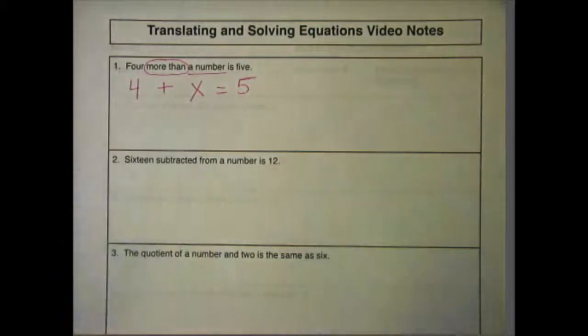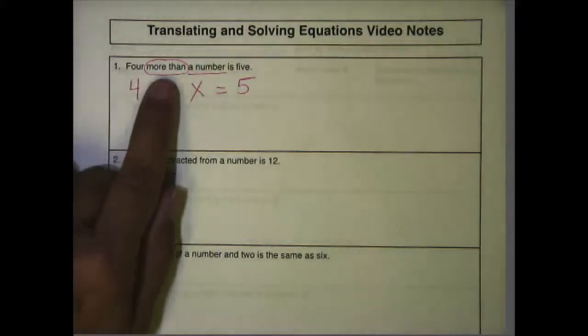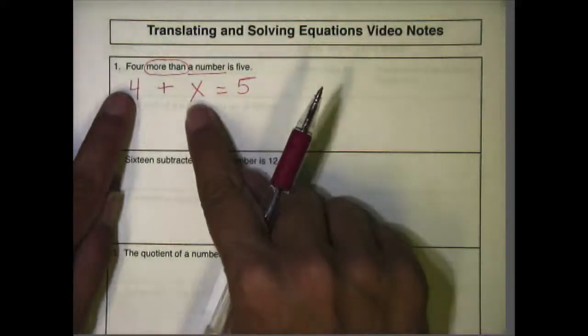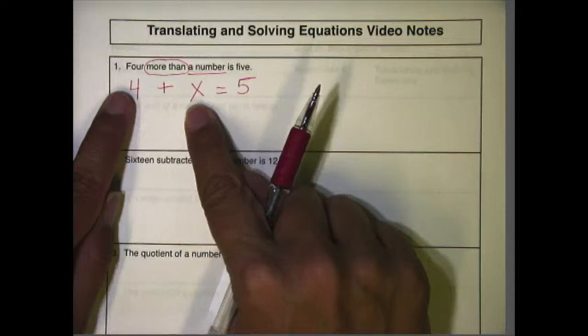But let's go ahead and write what we've got. So we know 4. We know more than means to add. We know that a number is a variable. Okay, so anytime it says a number, we know it's a variable. We're just going to call it x. We know that the word is means equals. And then we know 5. So the fact that we've got more than here means that we're going to turn this side of the equation around, only this side. So our answer is actually going to be x plus 4 equals 5.